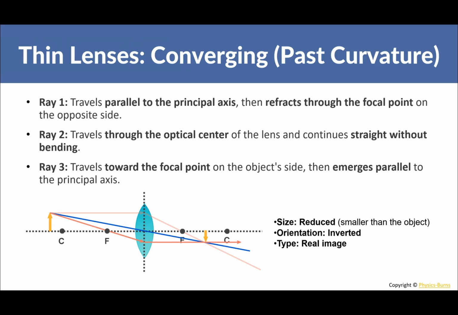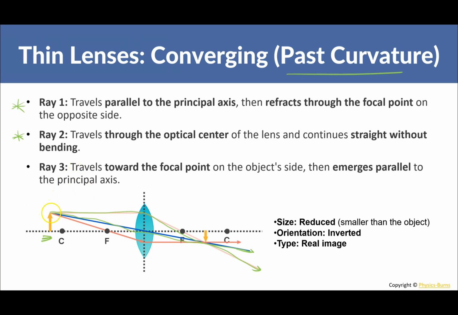Okay. And this is the other one, the last one. This is when it's beyond the curvature, past curvature. Ray number 1 travels parallel to the axis, then refracts through the focal point. So parallel, then goes towards the focal point. Then ray 2 travels through the optical center of the lens. So we're just going kind of straight through. That's the one in blue. And then it travels toward the focal point on the opposite side, then emerges parallel.